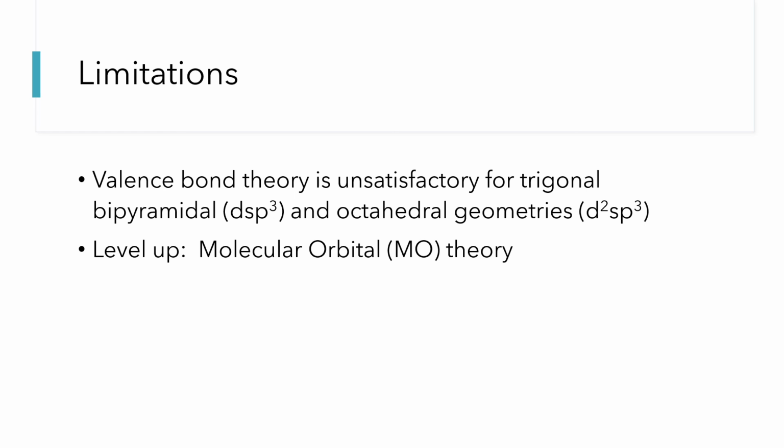So there are some limitations on this valence bond theory. Valence bond theory is not the greatest for explaining something like the trigonal bipyramidal or the octahedral geometries. We can invoke something that involves d orbitals, like a d-sp3 orbital for trigonal bipyramidal, or d2-sp3 for octahedral, but there are some problems with that approach. And basically we can fix those if we level up and go to something called molecular orbital theory, which will be the theme of the next video.